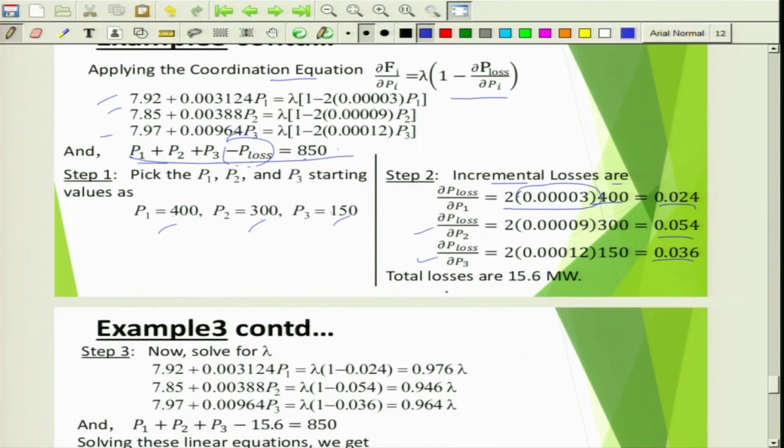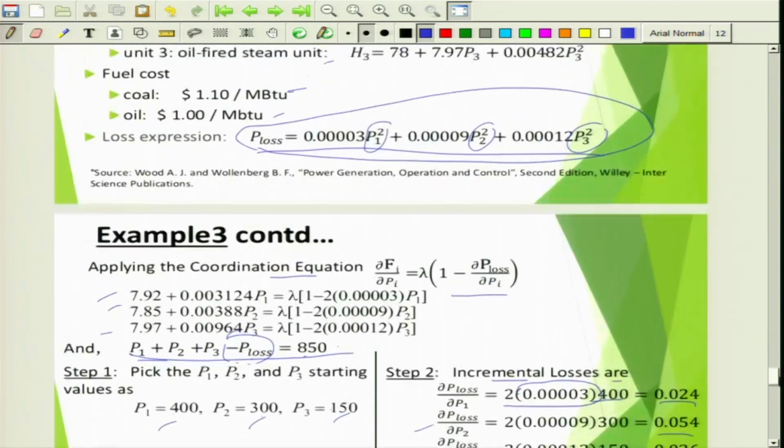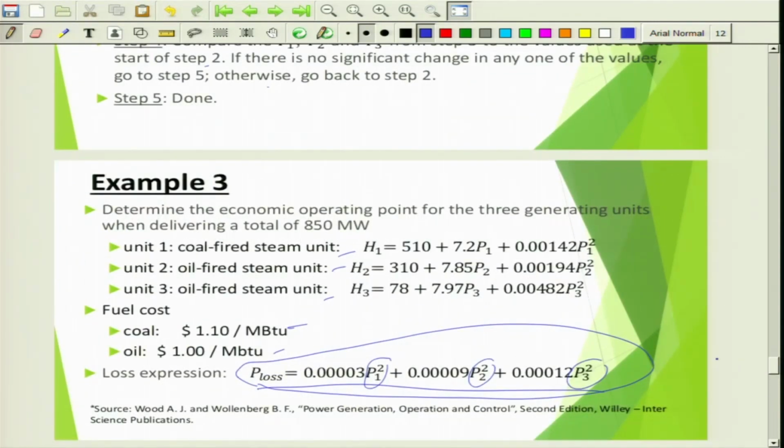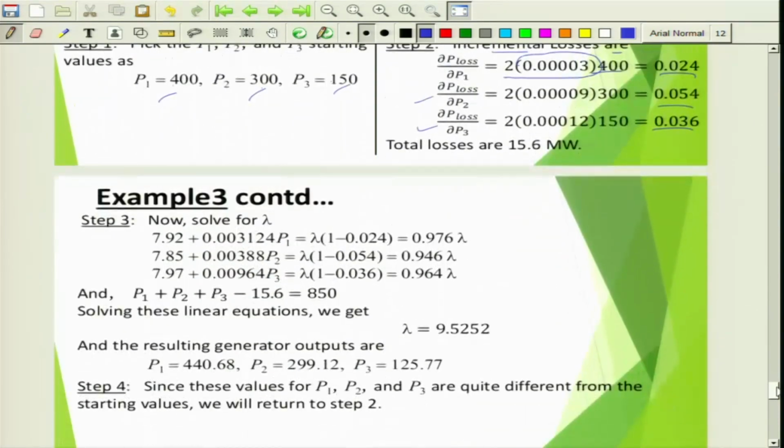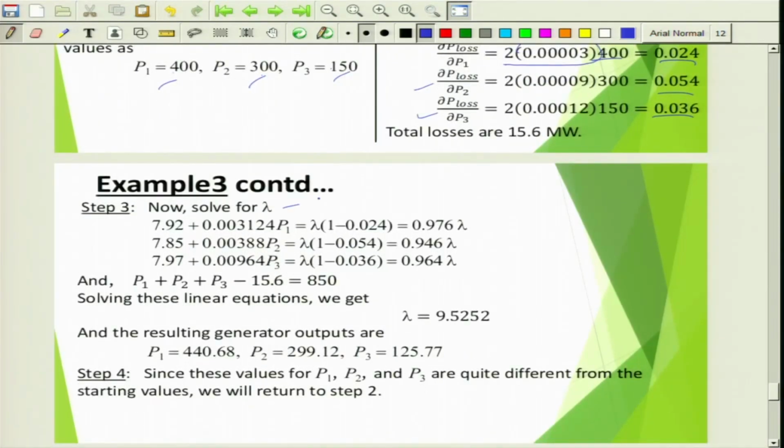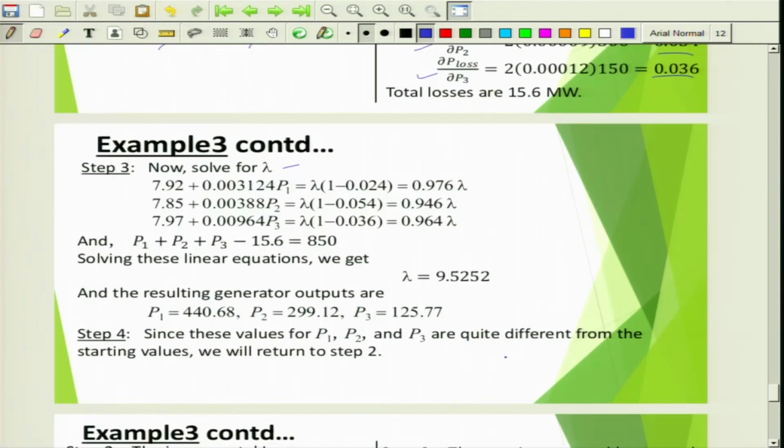Then obtain what is the loss. How do you get the total loss? You see here, there is a loss function. You have assumed P1, P2, P3. Then you will get the total loss, right? And then now solve for lambda. To this expression you obtain the lambda, because you have got P1, P2, P3, and then obtain lambda from here.